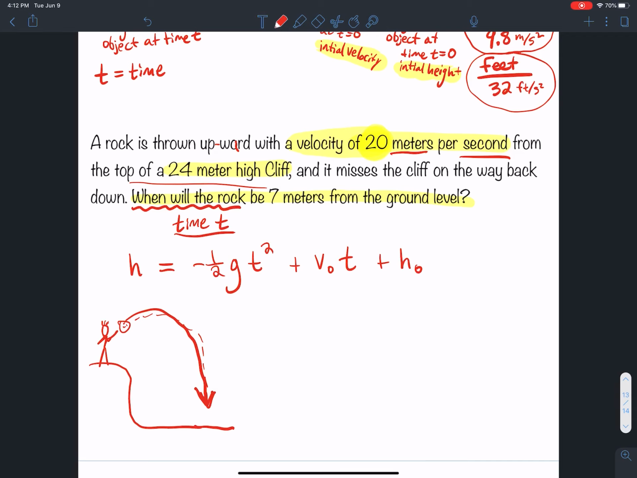Yeah, there we go. All right. So we're throwing the rock this way. Now, what do we know? Okay, the initial velocity, the rock is thrown upwards with a velocity of 20 meters per second. So we're throwing up at 20 meters per second. That's my initial velocity. So this gets replaced with 20. Okay.